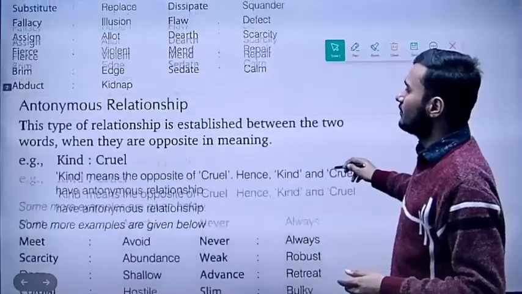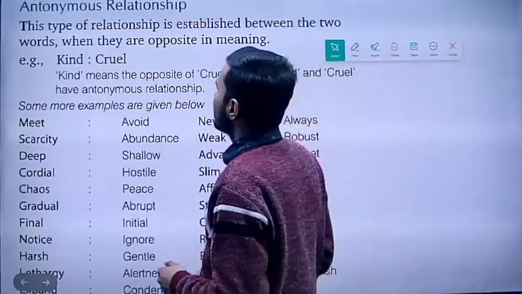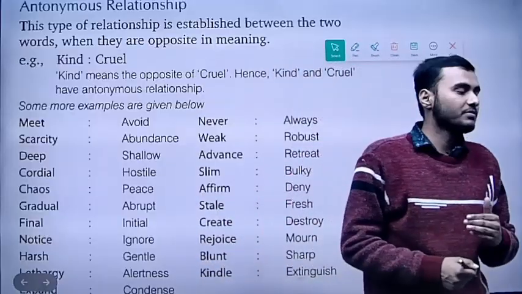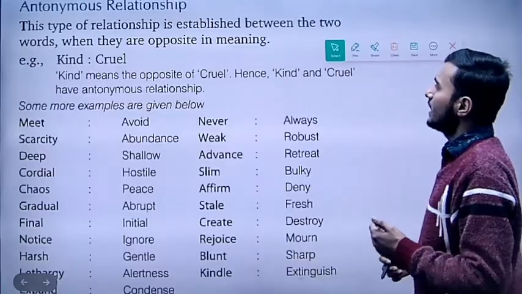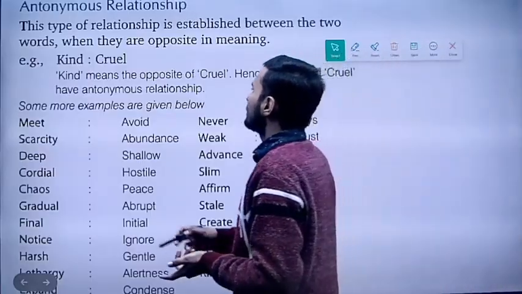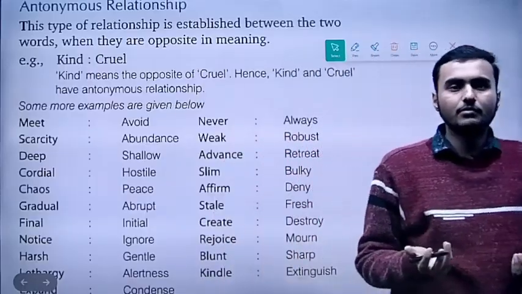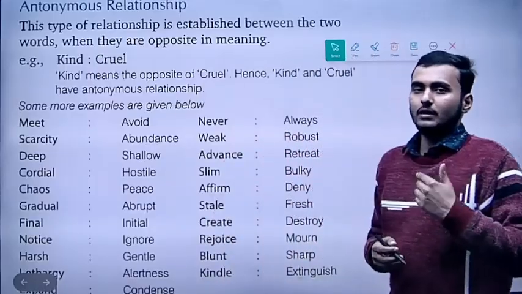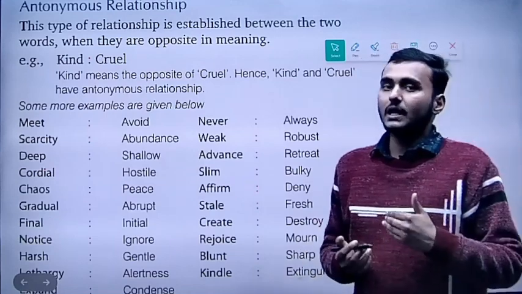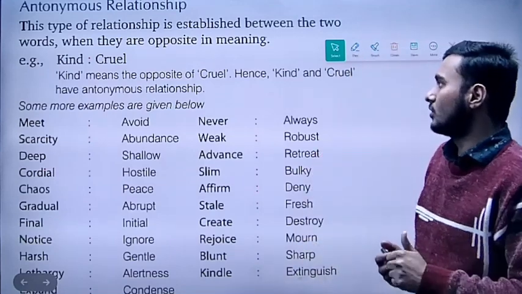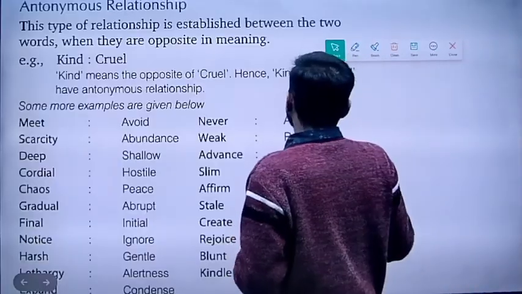And now you will find another relationship, the antonyms relationship. Basically, what do antonyms mean? Antonyms means opposite. This type of relationship is established between two words when they are opposite in meaning. So basically kind to cruel. What does kind mean? In Hindi we say kind like दया करना, and cruel means one who shows no mercy at all. So what both the words kind and cruel indicate here is that they are opposite to each other.